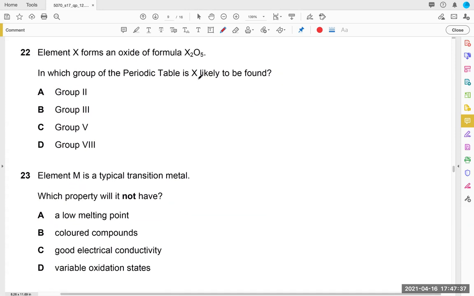Element X forms an oxide of formula X2O5. In which group of the periodic table is X likely to be found? Here we have an oxide, and the group would be 5 here and 2 here, so X can be positive 5, O can be negative 2. That is one option, and from this option we can tell it is in group 5. Sure, so this is one possibility. I'm not saying it will only be this, but there is a possibility. Any other is not likely.